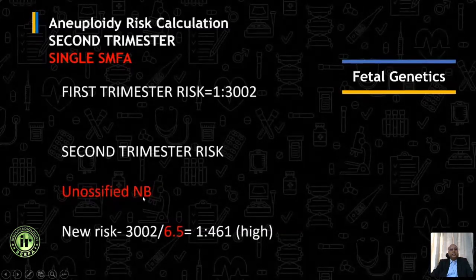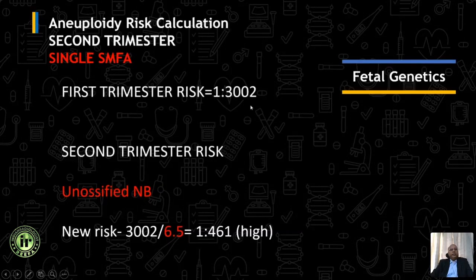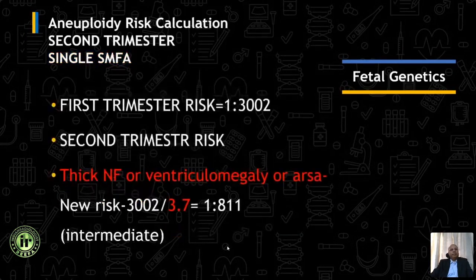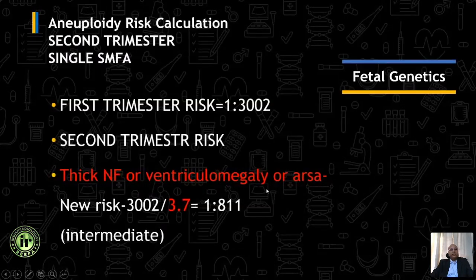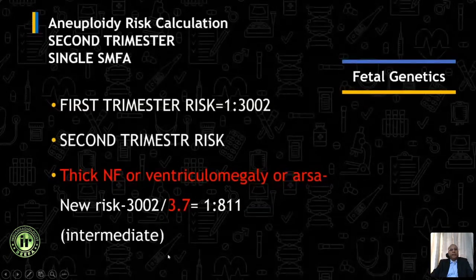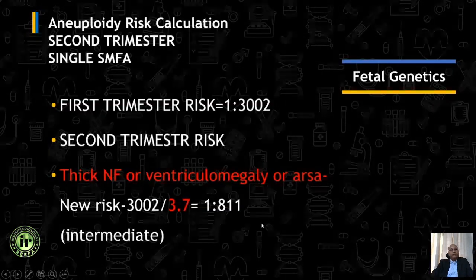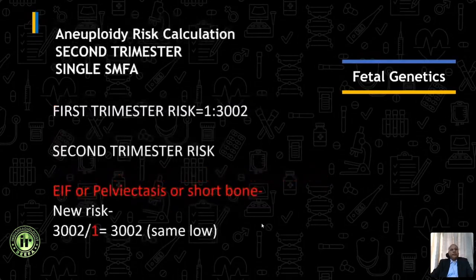Since the likelihood ratio of unossified nasal bone is 6.5, you divide 3002 by 6.5, you arrive at 1 in 461, which makes it a high risk, and the counseling for amniocentesis should be done. Now, in case we have thickened nuchal fold or ventriculomegaly or URSA, not in combination, any one of these, then the likelihood ratio we apply is 3.7. So the first trimester risk of 3002 is divided by 3.7, and we get 1 in 811, which is an intermediate risk. So we can actually counsel them for an amniocentesis or an NIPT and proceed.